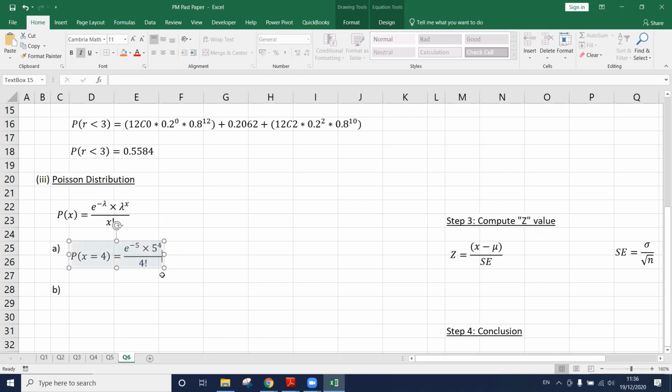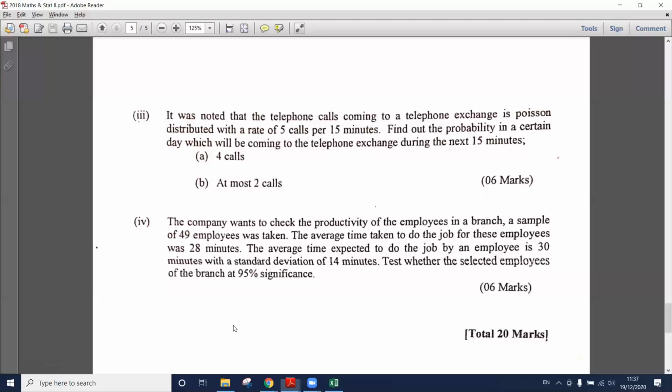Meya sulu karata passe kiyak enawada e to the power minus lambda into lambda to the power x over x factorial. The value should be what? 0.1755 should be the answer. Right? Samanyen call pahak kenawa nan call hatarak inna thiyena sambhavithawa. Tamai part A wala ahanne. Part B wala at most two calls.